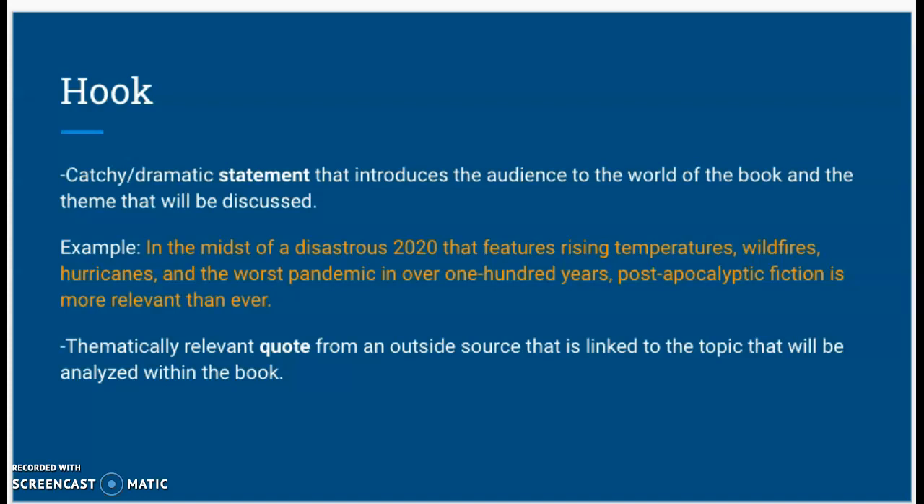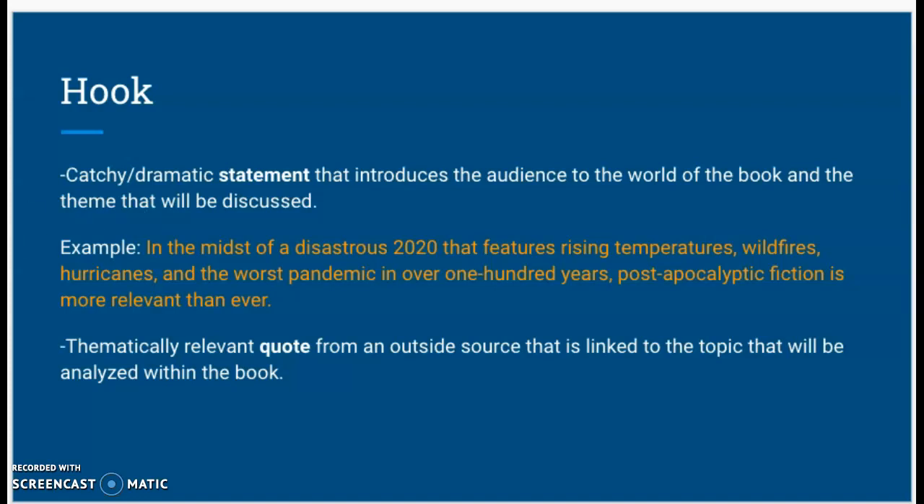Now, last class, we wrote an introductory paragraph with a quote from an outside source. So this class, I want to focus on writing a hook that is a catchy and dramatic statement. So here's my catchy and dramatic statement about The Road. In the midst of a disastrous 2020 that features rising temperatures, wildfires, hurricanes, and the worst pandemic in over 100 years, post-apocalyptic fiction is more relevant than ever. So my hook is basically just a dramatic statement about why people should be reading post-apocalyptic fiction.